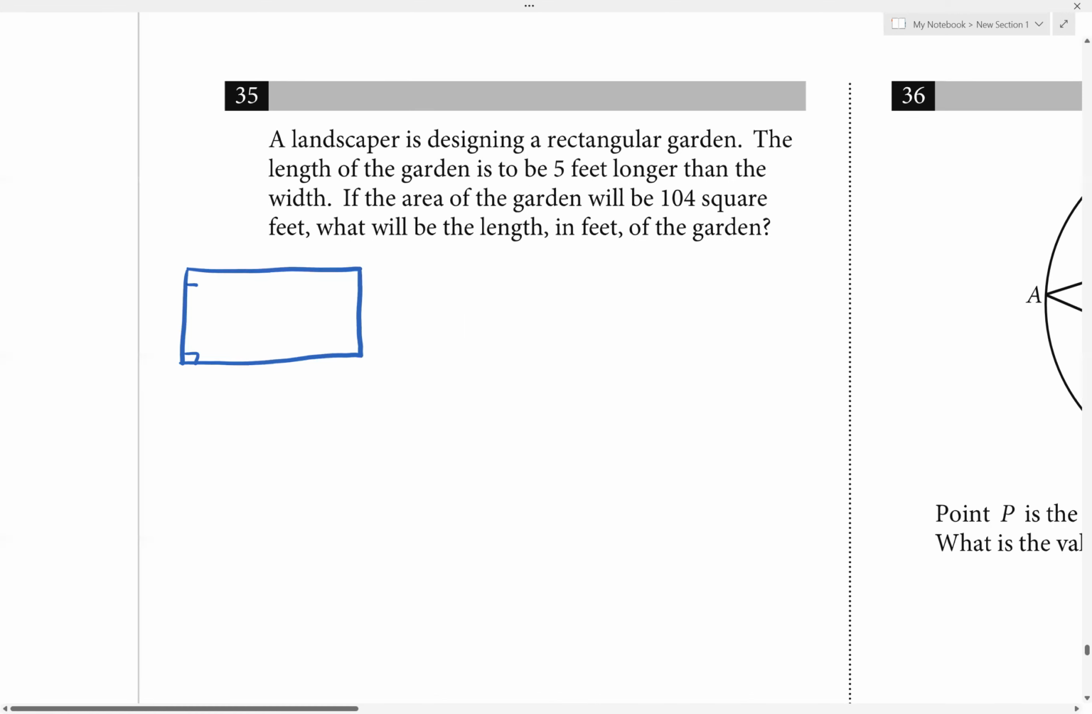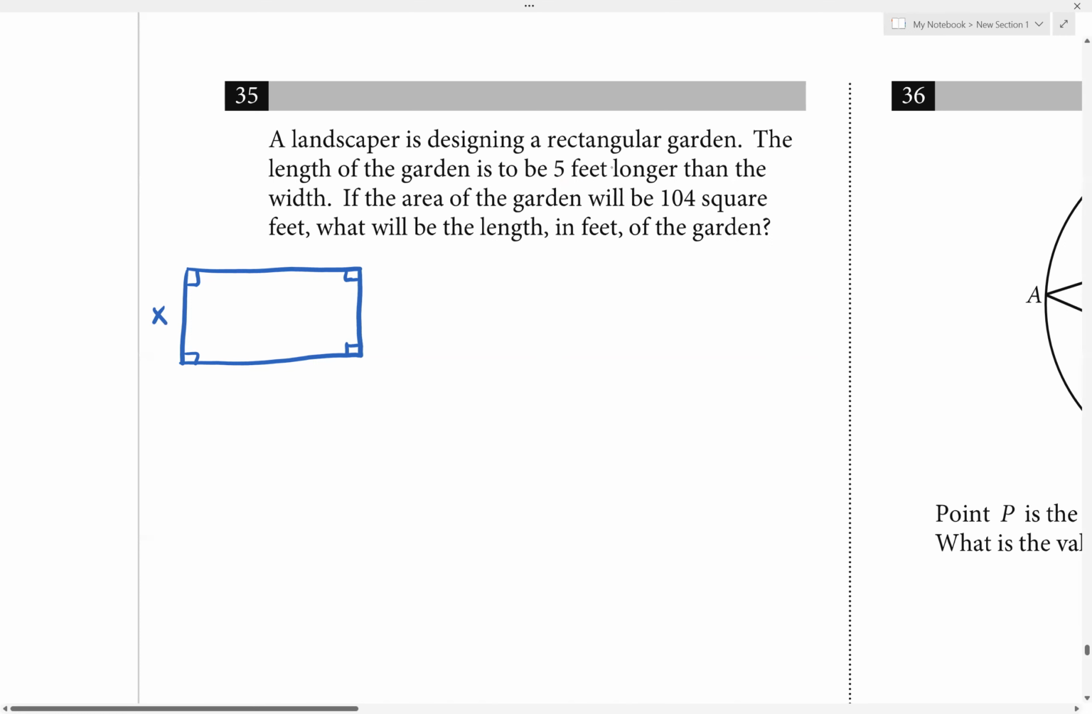And then we know a rectangle has four 90-degree angles, and the opposite sides are the same. So the length of the garden is 5 feet longer than the width. We don't know what the width is, and we don't know what the length is. But what we can do is this. We can say the width of the rectangle, let's just call it x. We don't know what it is, but let's just call it x.